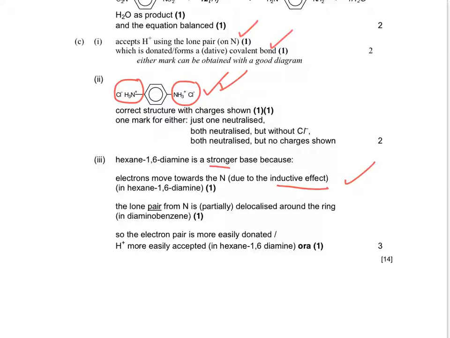With diaminobenzene, 1,4-diaminobenzene, we said the lone pair from the nitrogen is delocalized into the ring. So therefore the electron pair is less easily donated. Or, the reverse argument allows you to say either of those two things, so long as the comparison is correct.